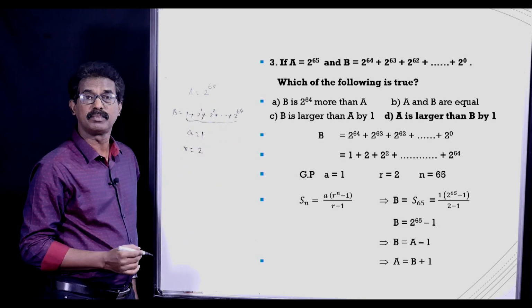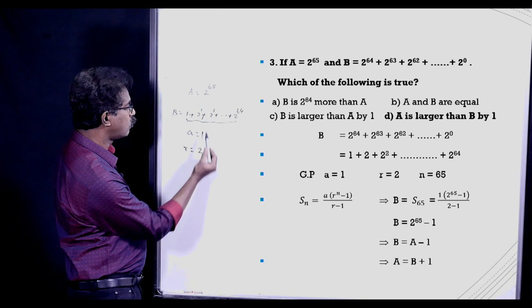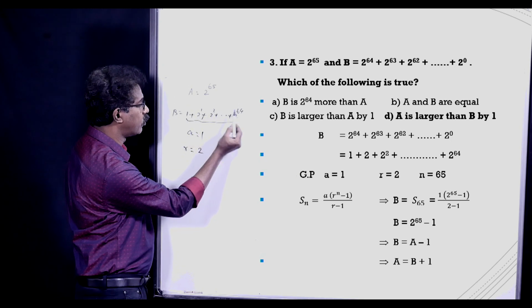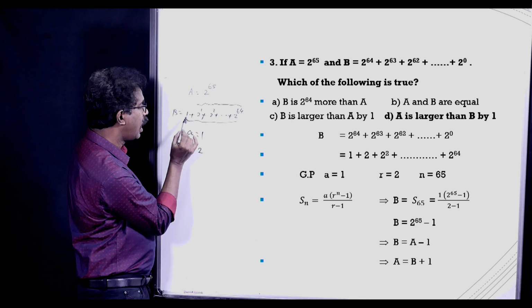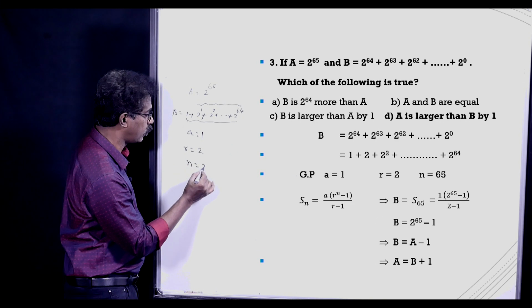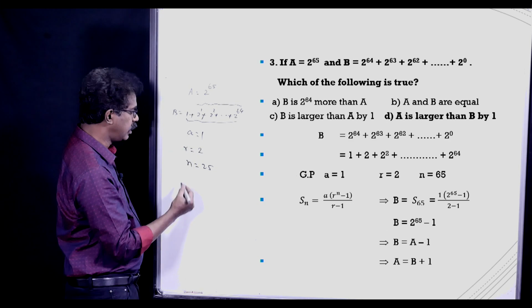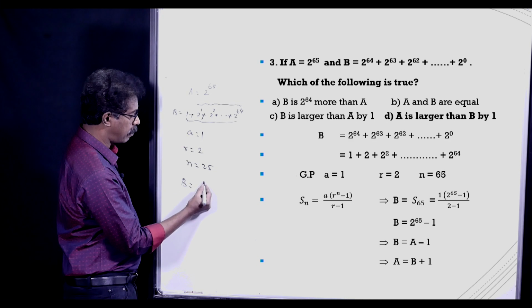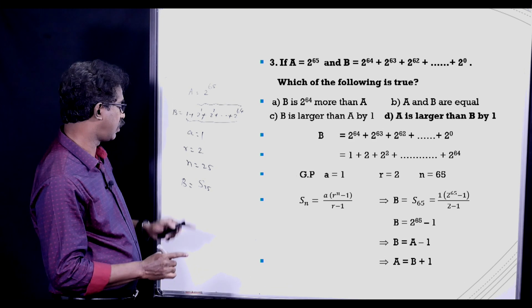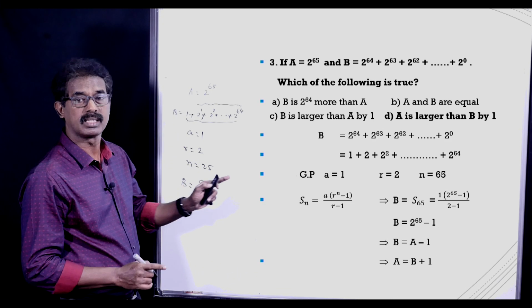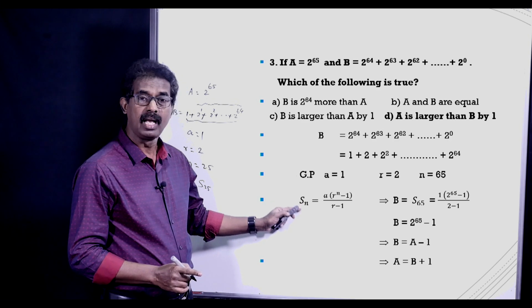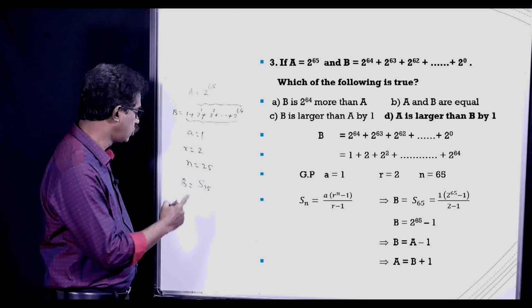Can you tell me how many terms are here? You count from here. See the power. 1, 2, 3 up to 24. So from here to here 24 and plus one more term. So totally you have 25 terms. So n is equal to 25. So B means sum of 25 terms. And you know the formula for Sn. Sn is A into R raised to n minus 1 by R minus 1. That's the formula. So use that formula here.